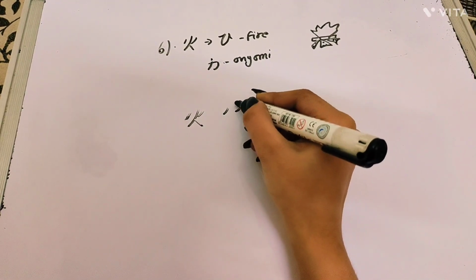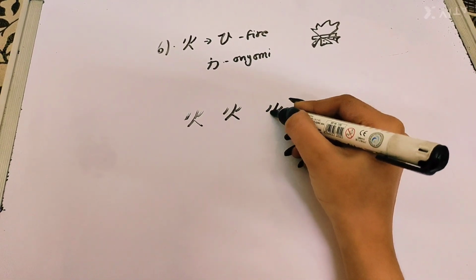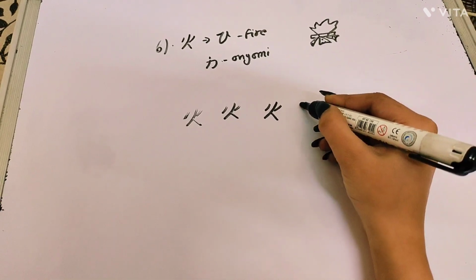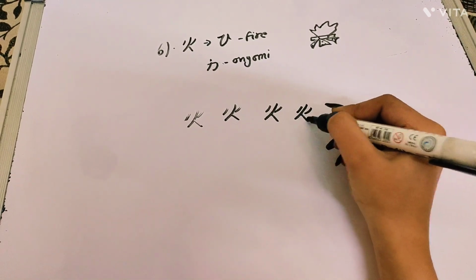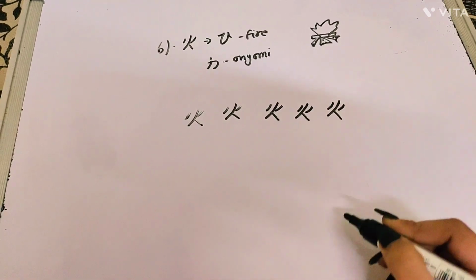Ichi, ni, san, yon. You can see the onyomi. Onyomi is ka.